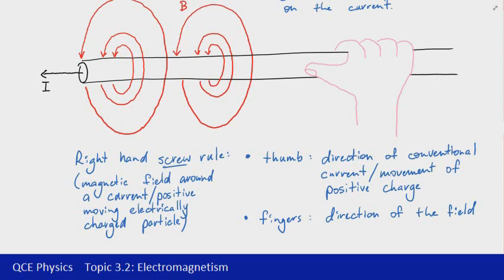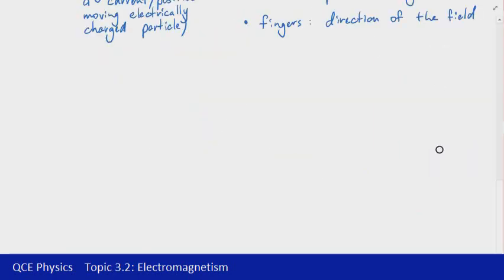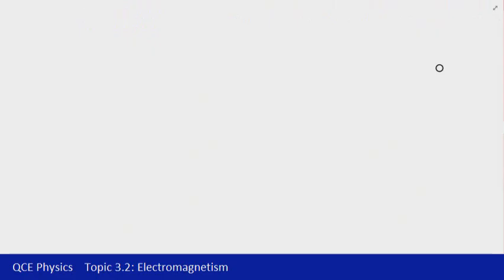Notice here if the current was to change direction, so if the current was now going to the right, you'd have to rotate your hand over so your thumb was pointing to the right and your fingers would then curl in the opposite orientation. That diagram shows the direction of the field in a bit of a three-dimensional nature. Sometimes drawing diagrams in 3D can be a bit tricky, so we'll also have a look at how to represent them using a two-dimensional diagram instead.